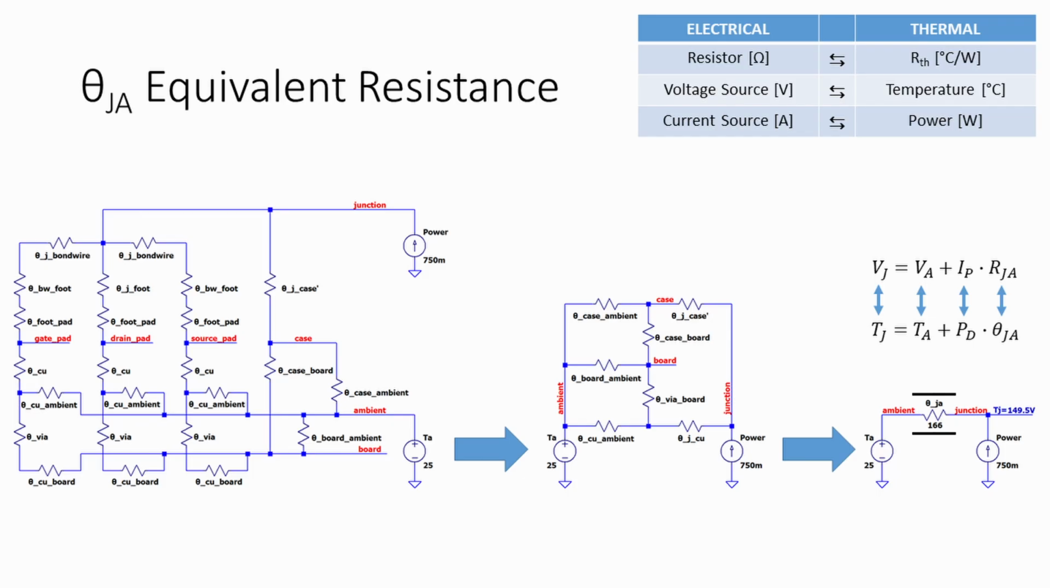If theta JA is 166 degrees per watt and the ambient temperature is 25 C, the actual maximum power that the part can handle is about 750 milliwatts. This power level will cause the junction temp to hit 150 C, which is the limit of the part. Hopefully it's clear that Ohm's law can be used to perform this calculation.